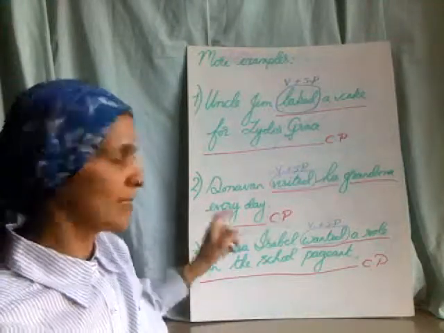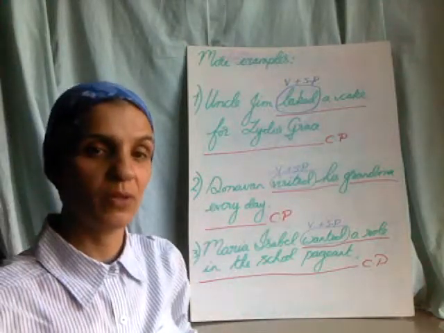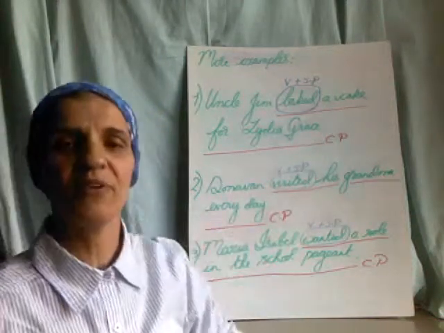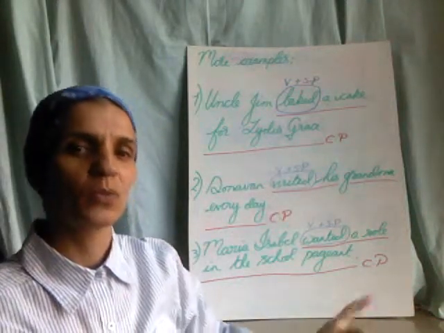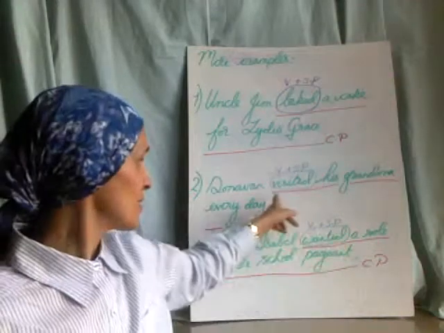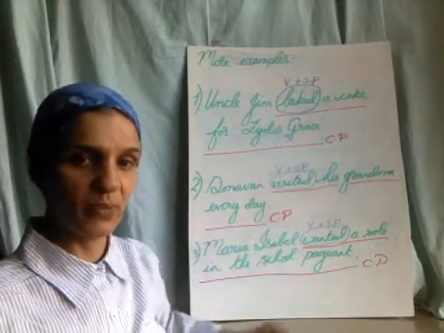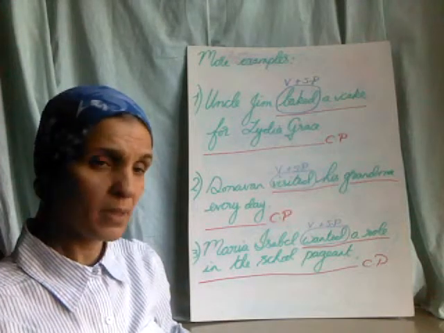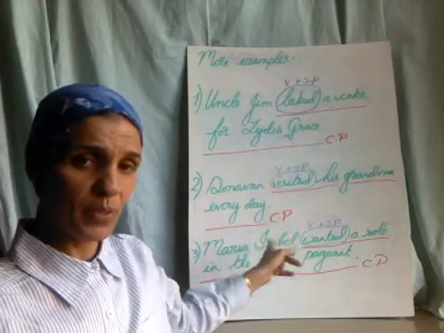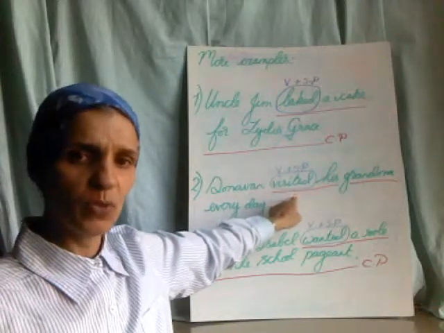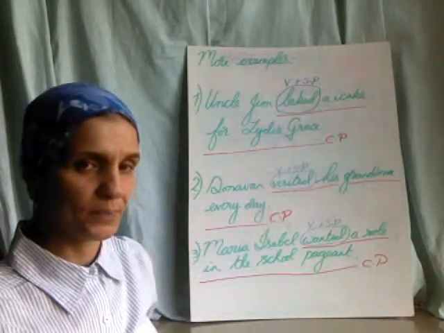Okay, the second sentence is from the story about Donovan's jar. Donovan visited his grandma every day. What did Donovan do? Visited his grandma every day. That is the complete predicate. Okay, what is the verb in this part? It's the word visited, and that is also my simple predicate.